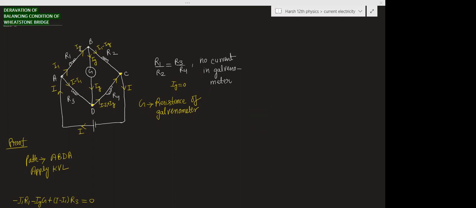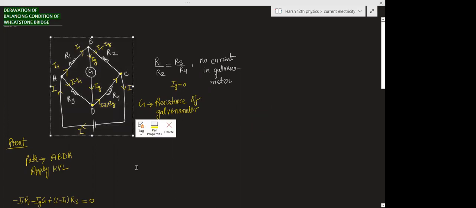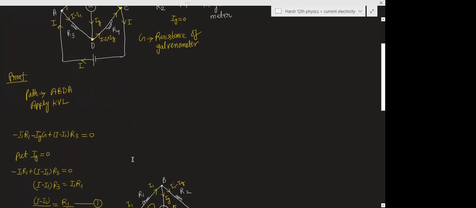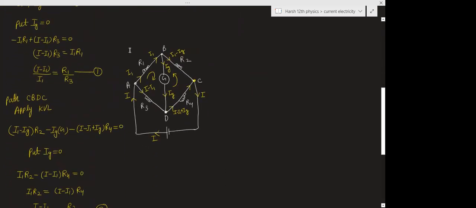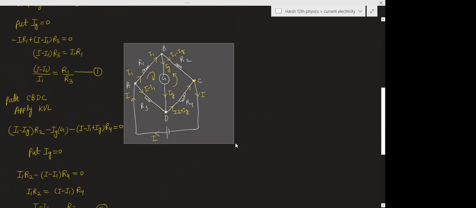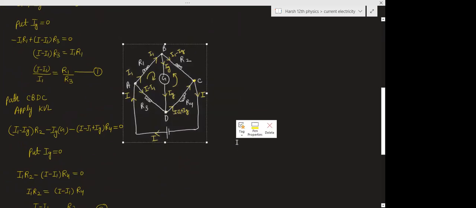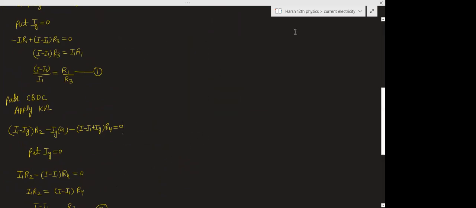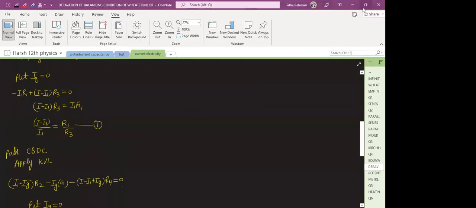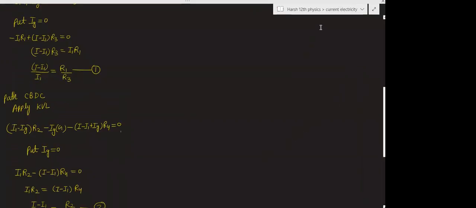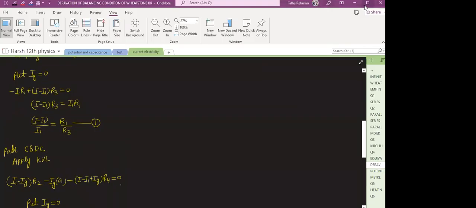Harsh, have you completed this? Yes, sir. You can scroll down, sir. You can ask me. And please don't make this figure again and again, it will take your time. So now if the question appears in the examination, prove the balancing condition, then you can solve it.